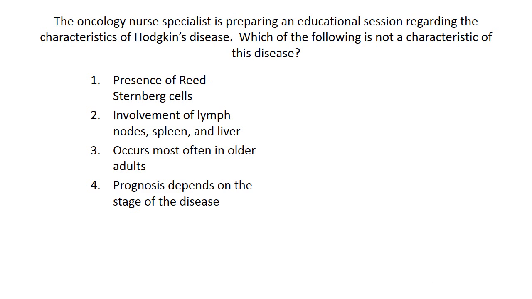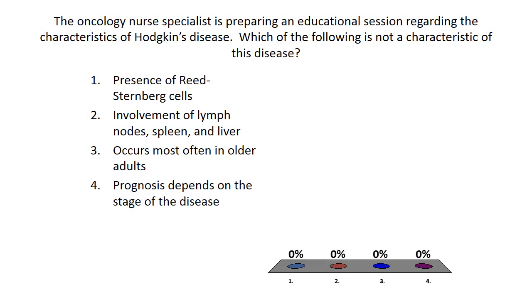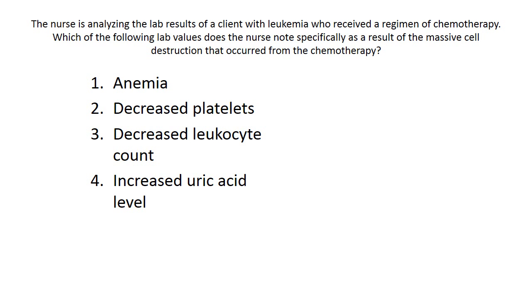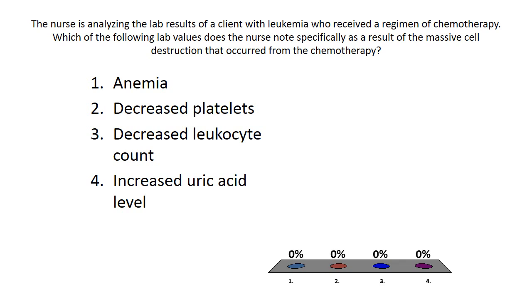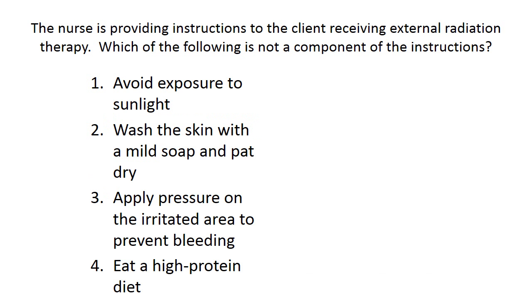The answer to number 3 is occurs most often in older adults, or 3. The answer to number 4 is 4, or increased uric acid levels. The answer to number 5 is 3, or applying pressure on the irritated area to prevent bleeding.